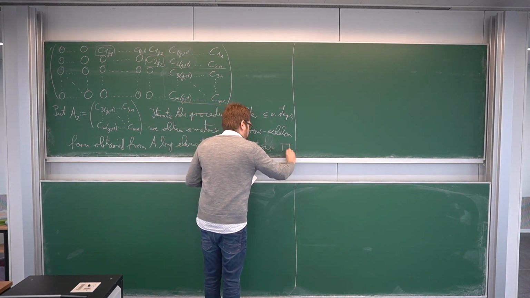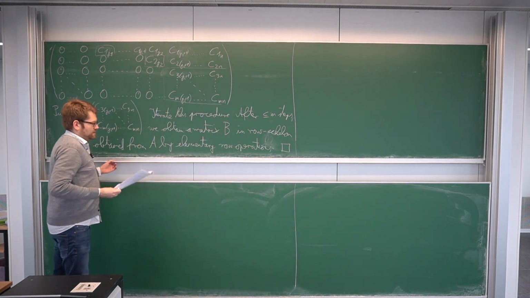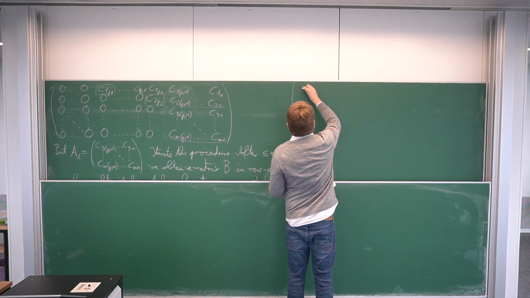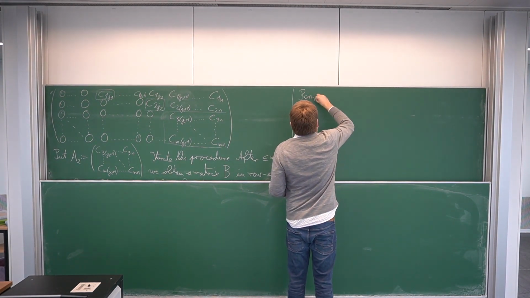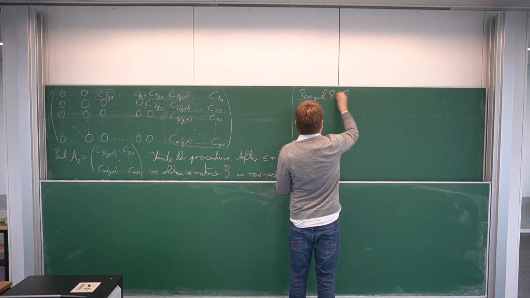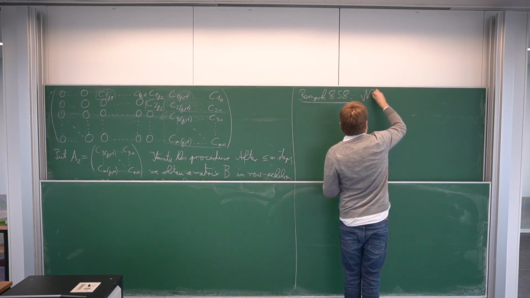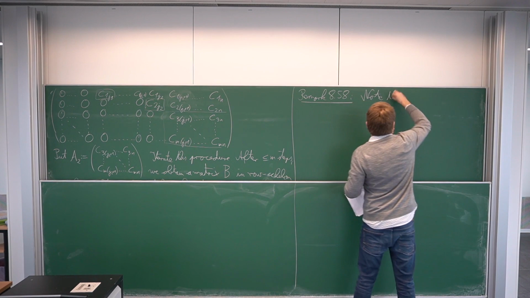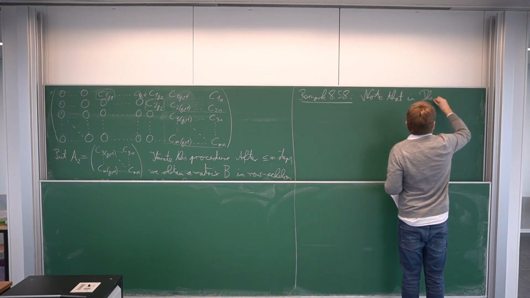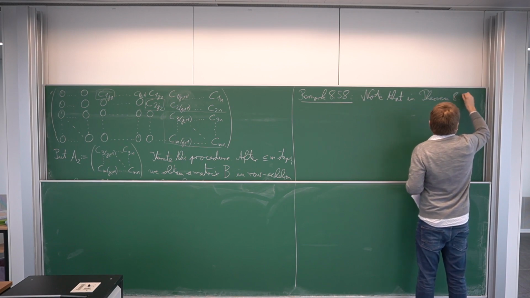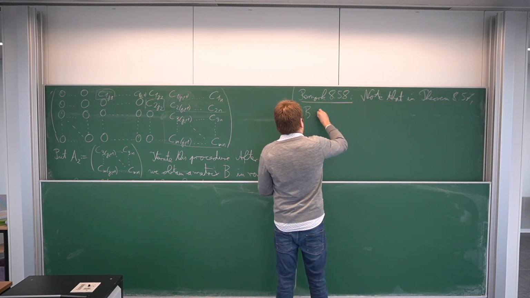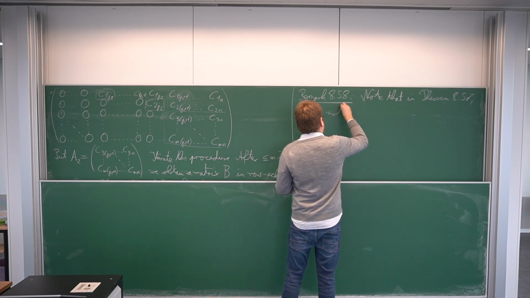Okay, we will see an example in a second. Before that, just one little remark and one overview. Remark 858: note that this matrix B in row echelon form in theorem 857 is not unique.